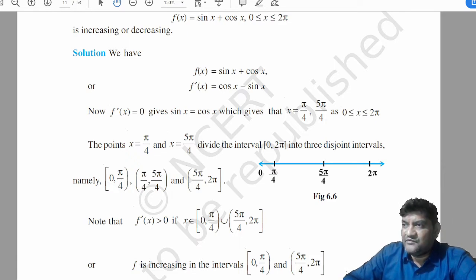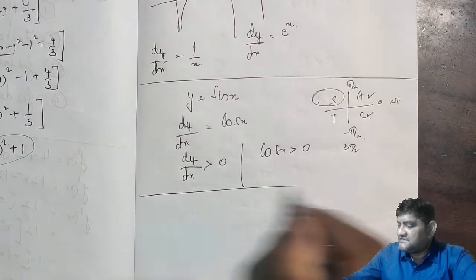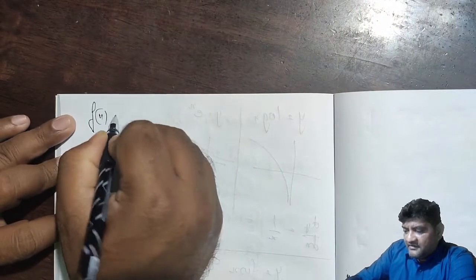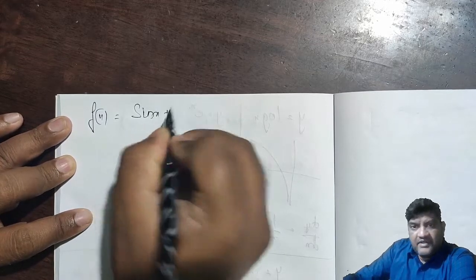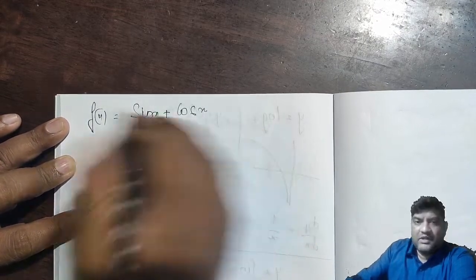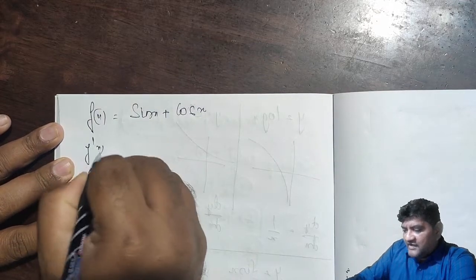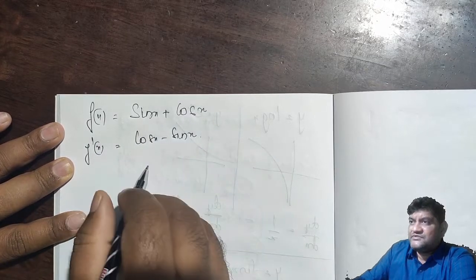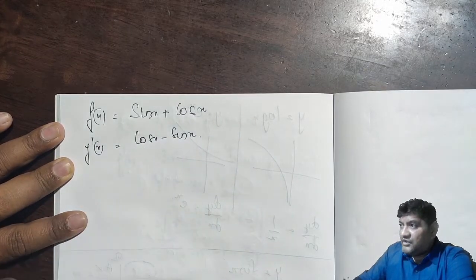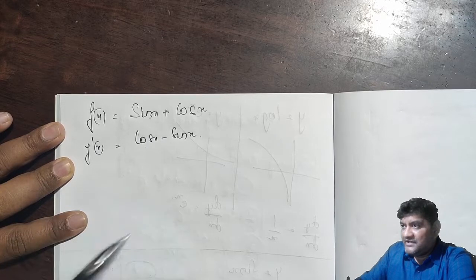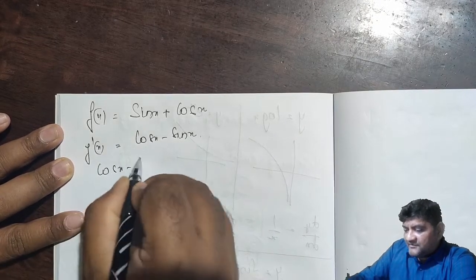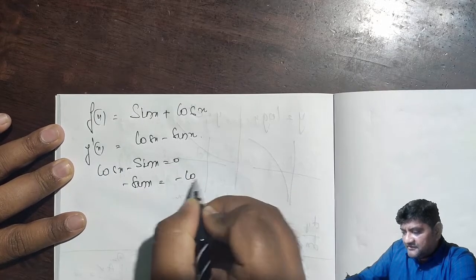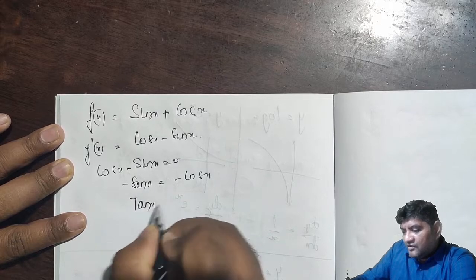I'll tell you something here. Just give me 1 minute. See, the question says f of x is equal to sin x plus cos x. I'm actually going to explain to you what the NCERT textbook has done. So you do f dash of x, which is cos x minus sin x. You equate this to 0. For increasing and decreasing function, we do not do equating to 0. But in this case, I'm going to equate this to 0. So I say cos x minus sin x is equal to 0. So I get minus sin x is equal to minus cos x, which means tan x is equal to 1.